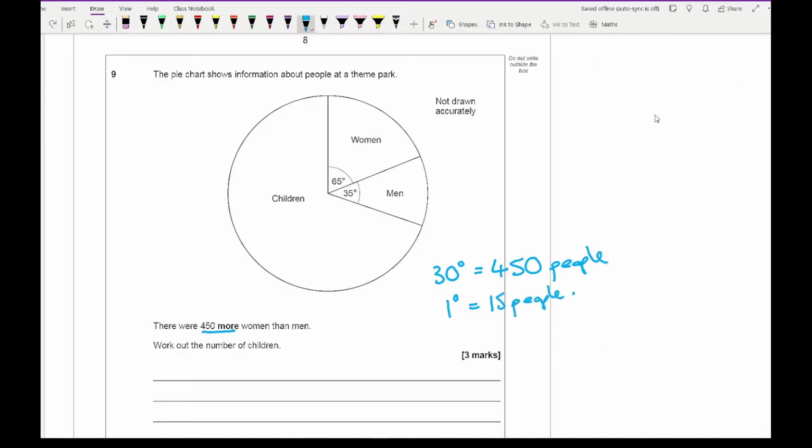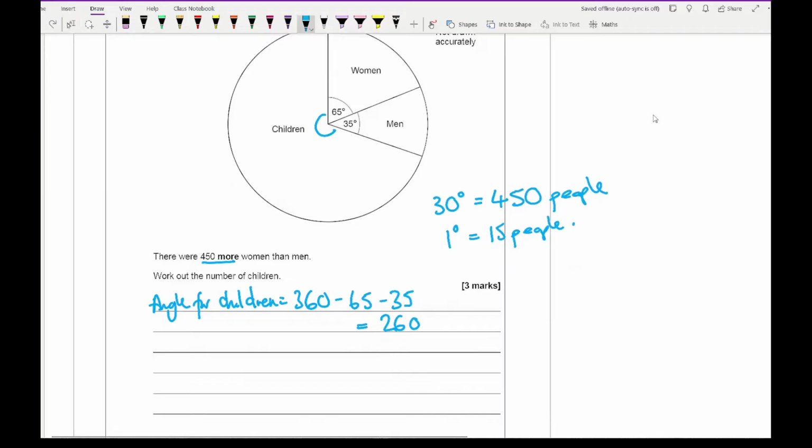Now I then need to work out what the angle of the children is. So the angle for the children is going to be 360 minus 65 minus 35. And if I just quickly work that out on my calculator, what I end up with is 260. That's how many degrees there are. Well, if 1 degree is 15, I've just got to do 260 times 15, and I get 3,900. And so that's how many children there are.